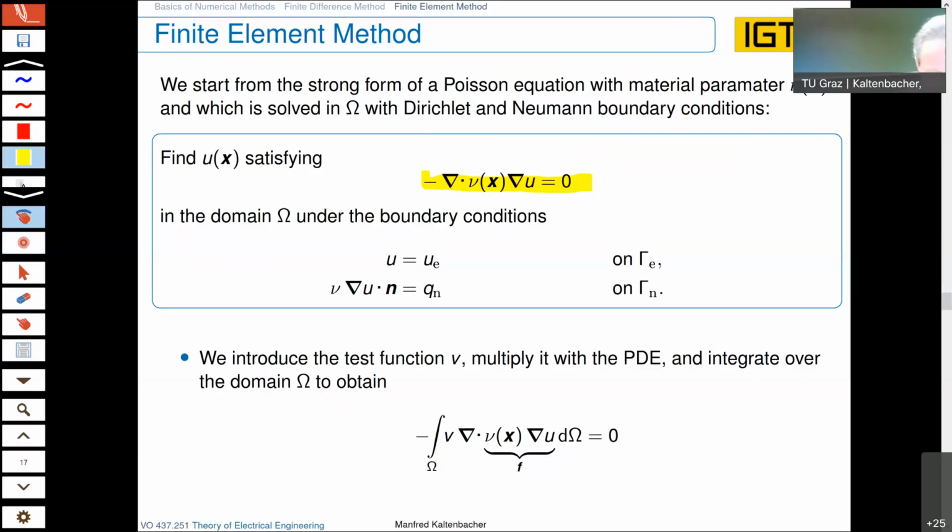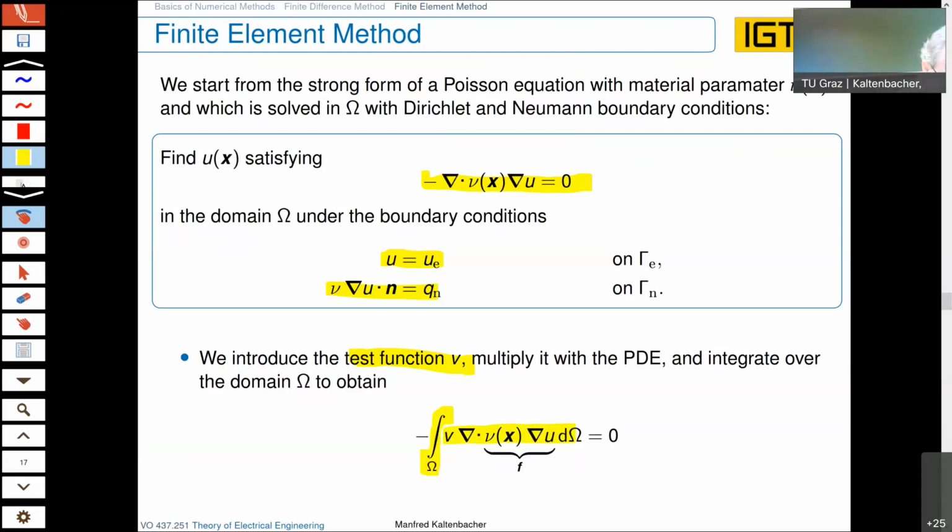We have just again our more or less Laplace operator. We can have Dirichlet and Neumann, homogeneous or inhomogeneous boundary conditions. And now the trick is as follows. We introduce a test function v with a scalar unknown, so the test function is also a scalar. And what you see, we multiply it with the partial differential equation and integrate over the computational domain. And that clearly should be 0.